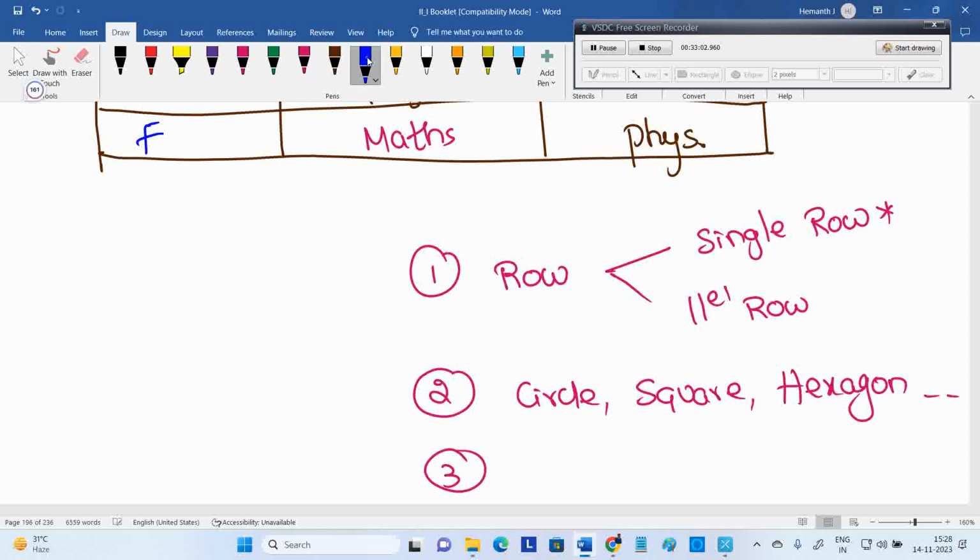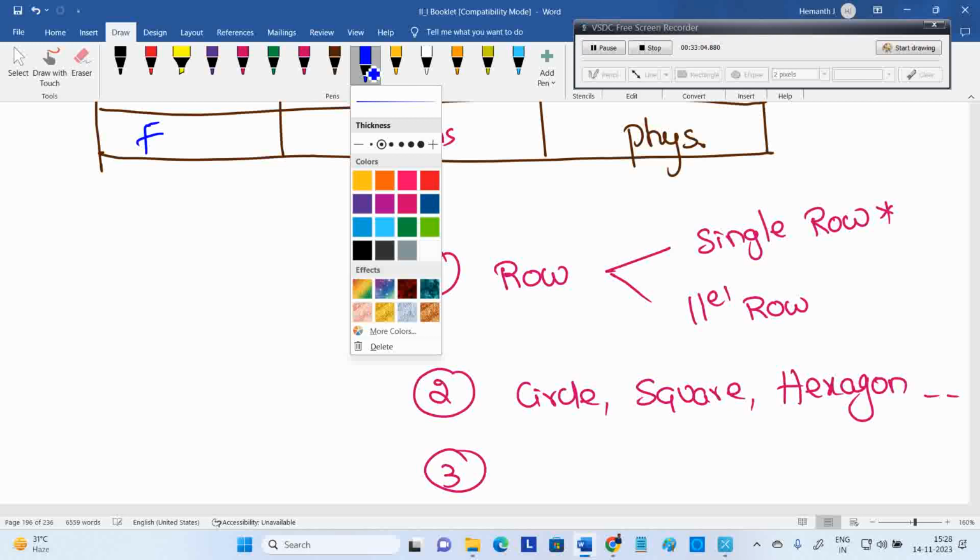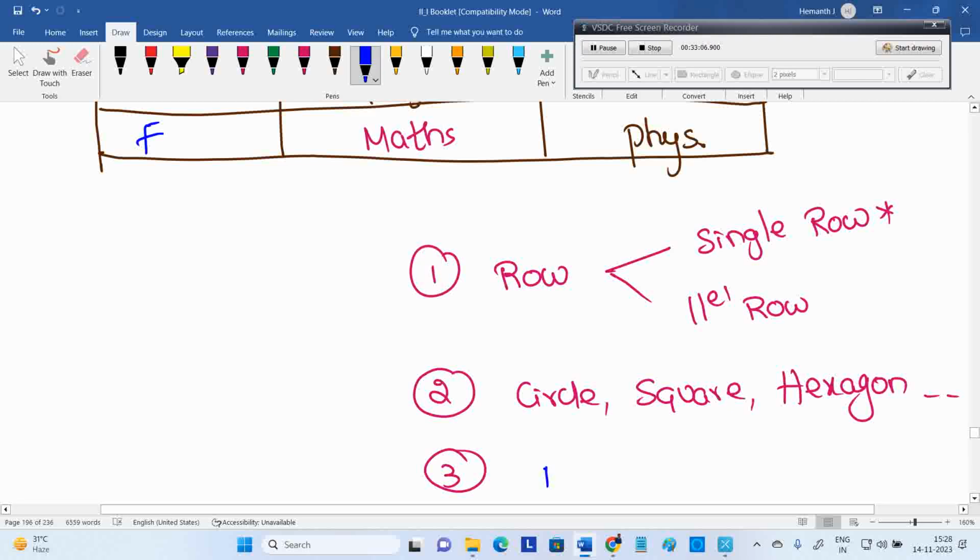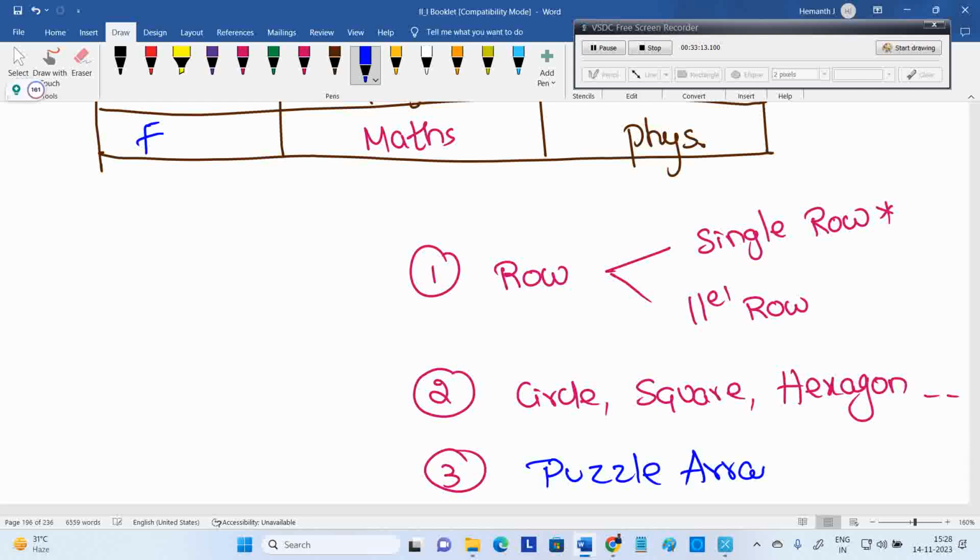And the other third one related is table arrangement or puzzle arrangements. The basic word is puzzle arrangement, but the entire data we need to map into table. Right, so I hope you understand this.